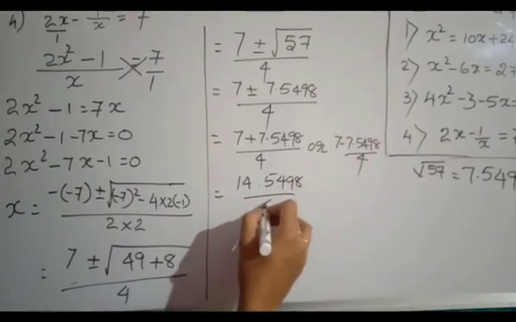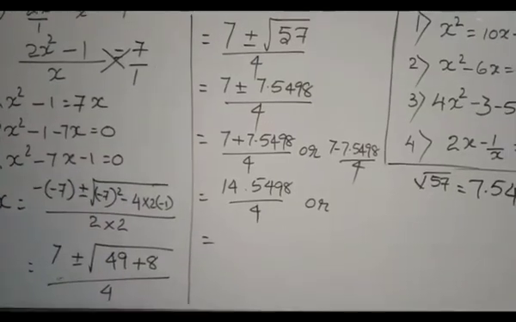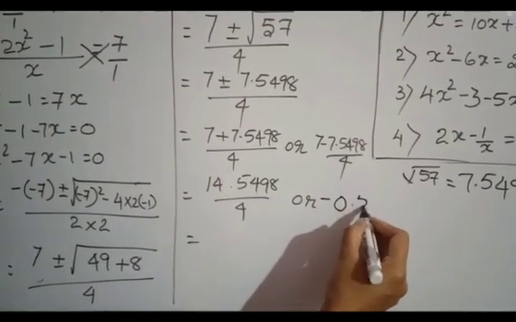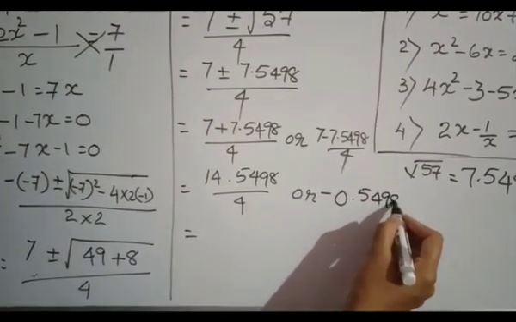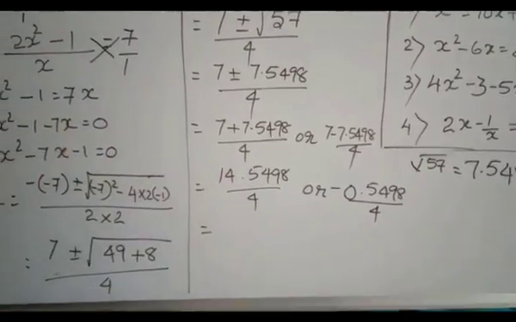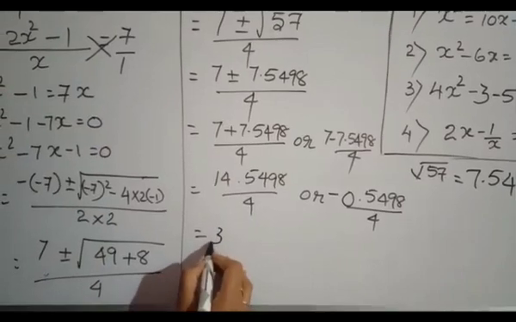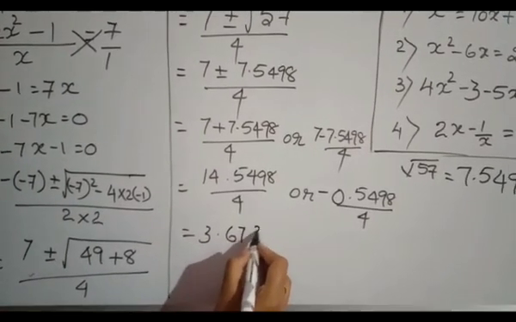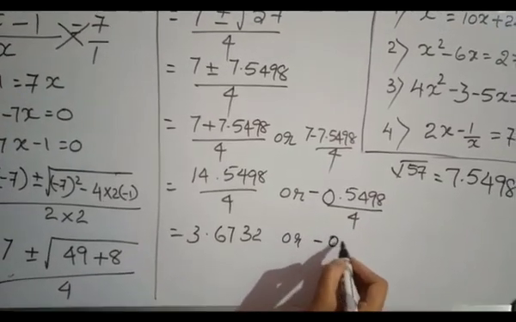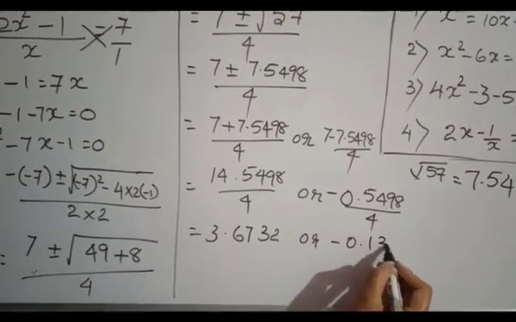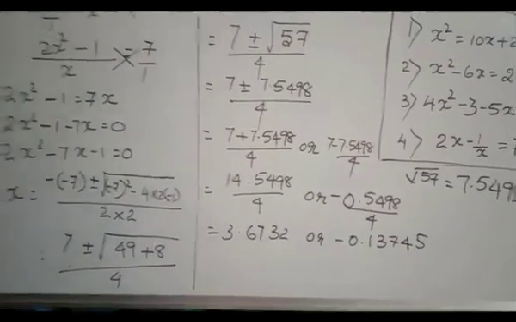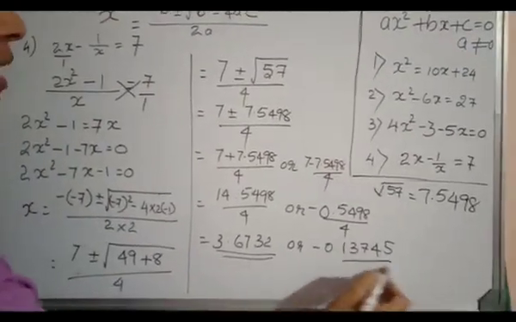So when you're adding these two, you will get 14.5498 by 4 or minus 0.5498 divided by 4. When you're dividing this, you will get the value as 3.6732 or minus 0.13745. So these are the values you're going to get for x.